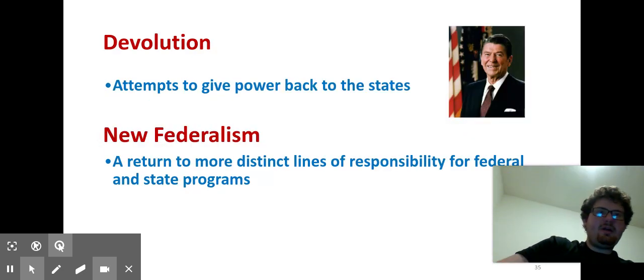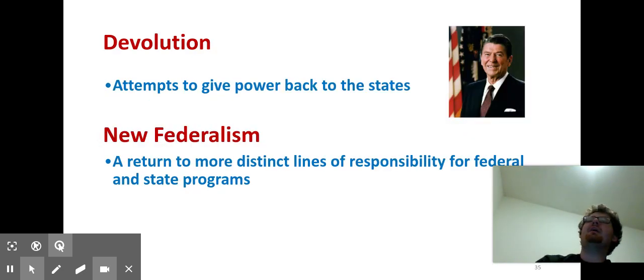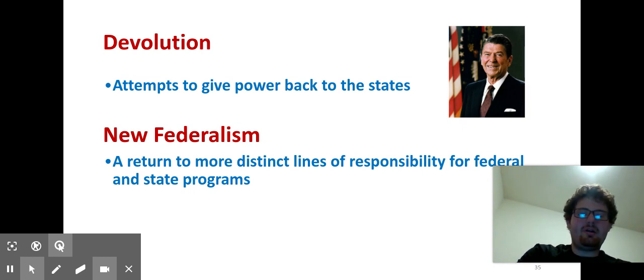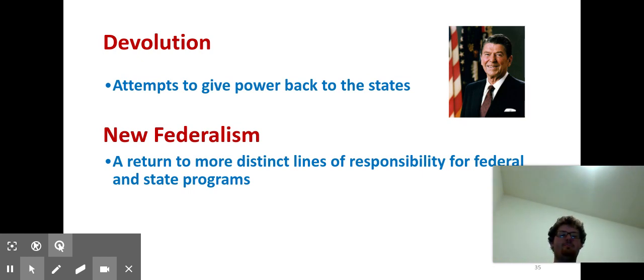So we had that marbled system for a long time, and it kind of got, I'm going to say, out of hand. And then Ronald Reagan comes along in the 1980s, and his big thing is going to be devolution of powers. Give the powers back to the states and try to return to a more layered system of federalism. And we're going to call this new federalism or neo-federalism.